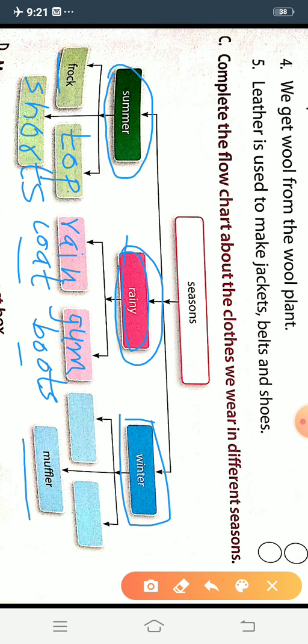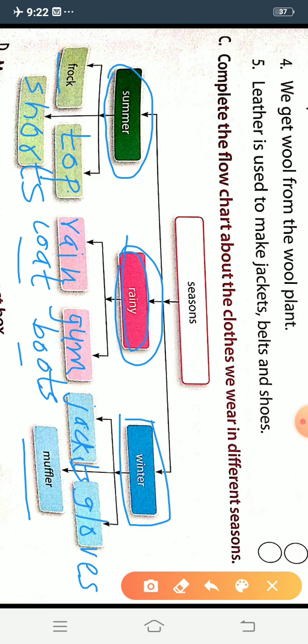Here muffler is given. So here in the box what do we write? We can write jackets. We can write jackets, and here we can write gloves. In winter we are wearing jackets, gloves and mufflers so that we do not feel cold. So children, this is a flow chart about clothes we wear in different seasons.